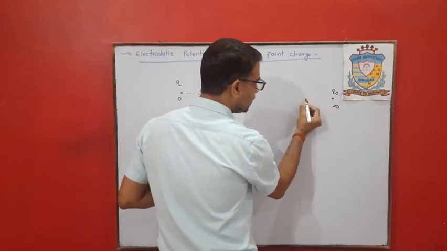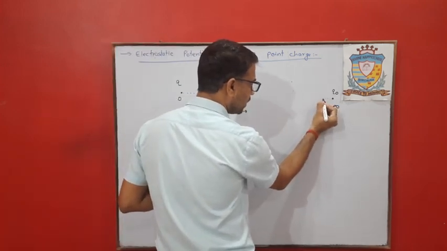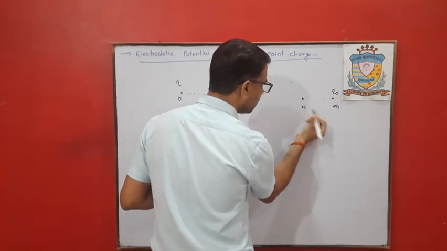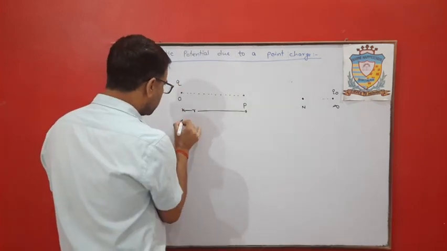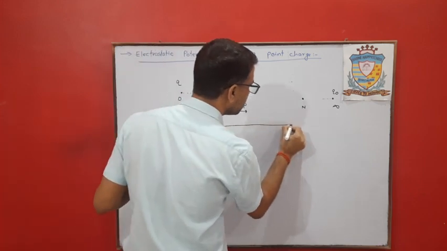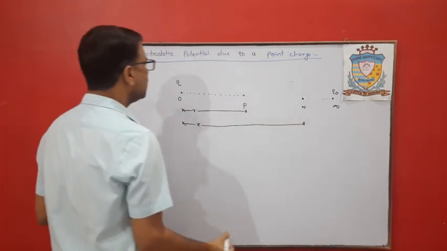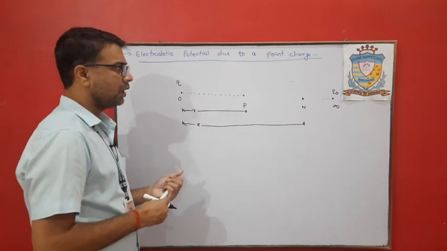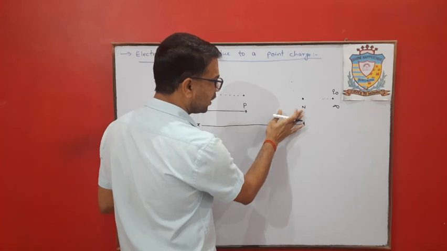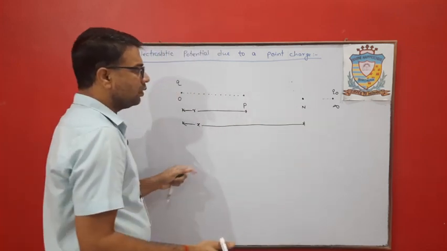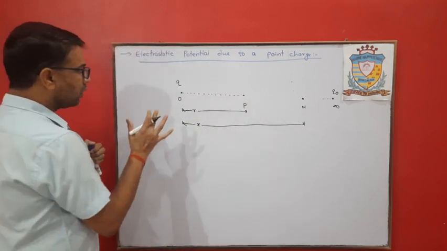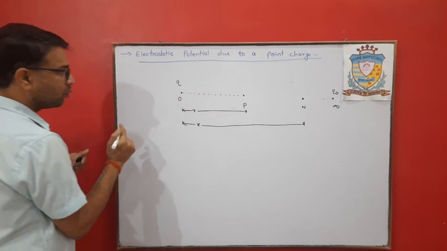Let this Q naught be moved to a point N, which is at a distance of x from the source charge. First we will calculate the electric potential at point N, or the value there, and after that we will calculate at point P. Now we can write the basic things that we have considered.